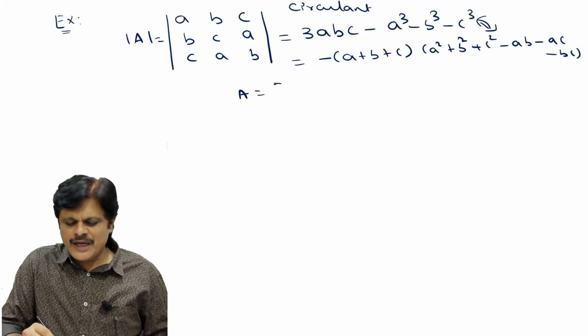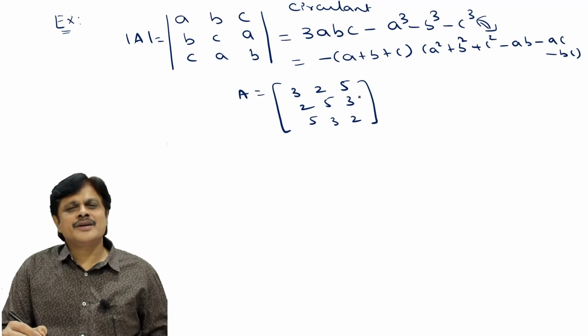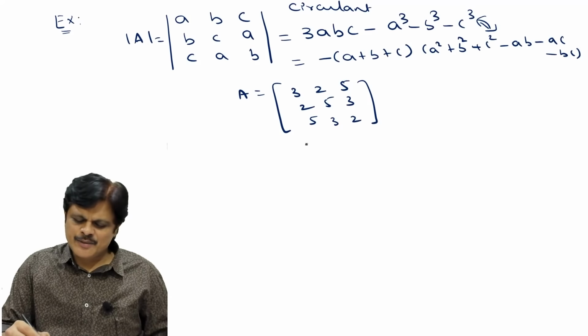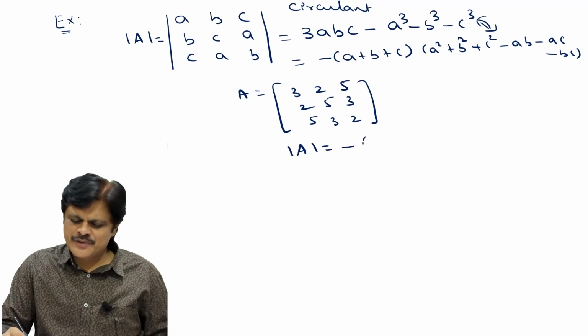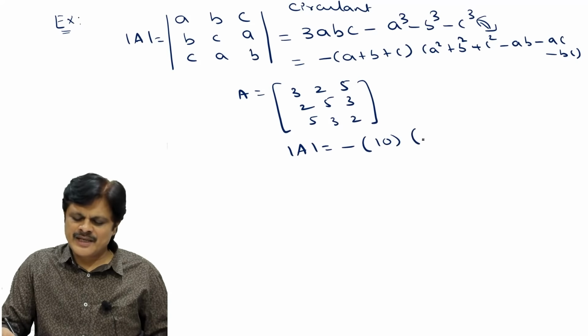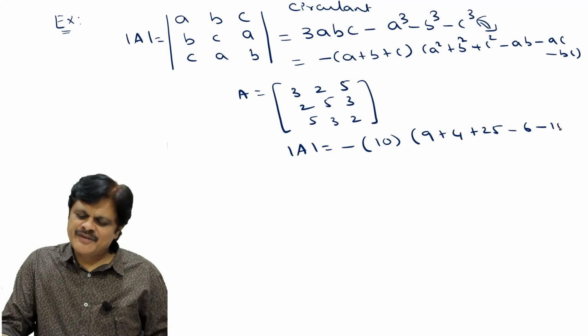So whenever you have examples, say like 3 2 5, 2 5 3 and 5 3 2, you can use this particular formula to get the answer whenever it is a circulant form. Suppose you want the determinant of this matrix, you can simply use a plus b plus c, that is 3 plus 2 plus 5, that is 10, into a square 9 plus b square 4 plus c square 25 minus ab, that is 6, minus ac, that is 15, minus bc, that is 10.